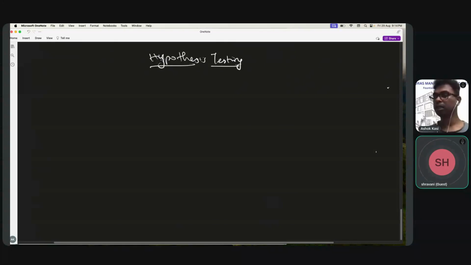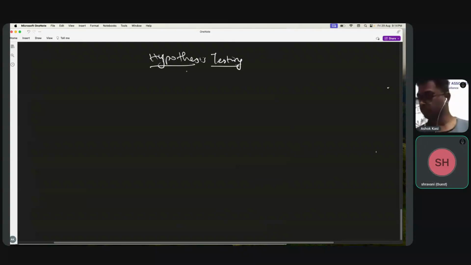Or Parle-G is claiming that their Parle-G biscuit has 100 grams, it weighs 100 grams. This is a general statement. Or that there is salt in the Colgate paste. This is a hypothesis. This is a statement. Now you want to check it. This is called hypothesis testing.